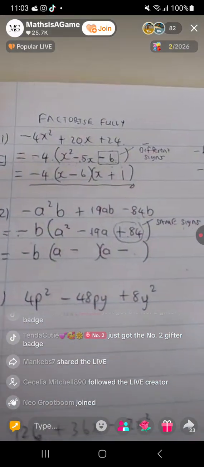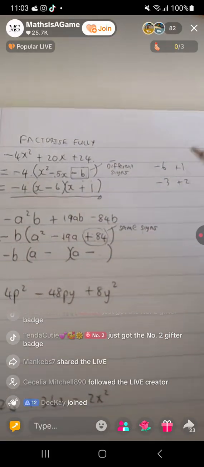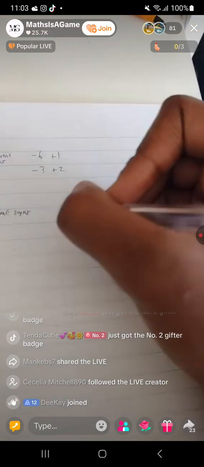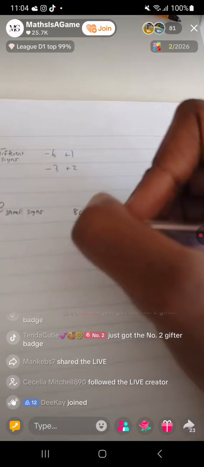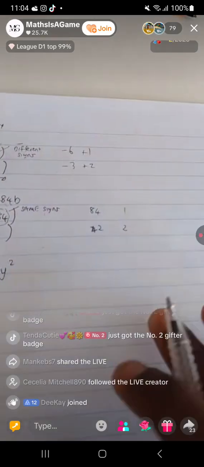A squared is a and a. Then we look at the factors of 84, guys. Factors of 84. So we have 84 and 1. We have 42 and 2.